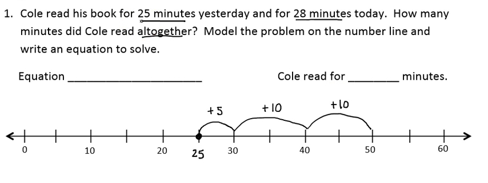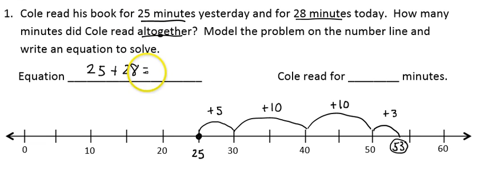That means I've hopped a total of 25, and then I would just need 3 more, or a hop of 3 to finish it off. That would put me at 53. That tells me that 25 minutes plus 28 minutes equals 53 minutes. And Cole read for 53 minutes.